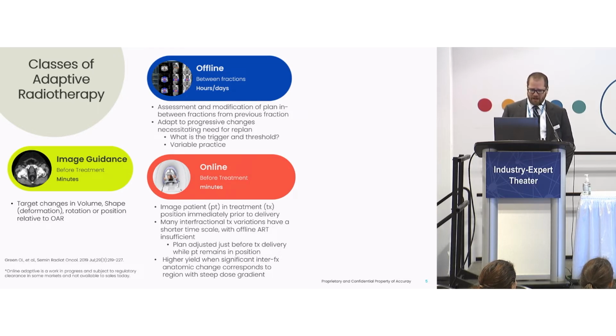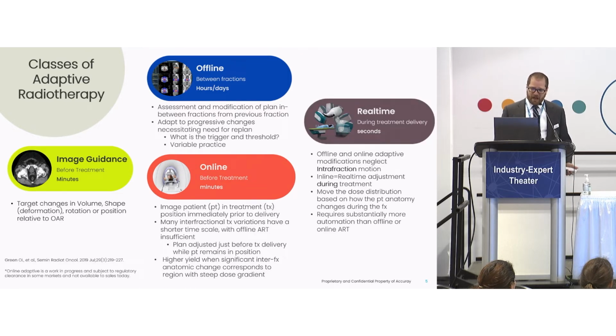And so with online, the plan is adjusted just before the treatment delivery, and the highest yield seems to be when there's significant interfraction anatomic change that corresponds to a region with a steep dose gradient. So you can imagine a prostate SBRT plan if the rectum is getting a considerably higher dose than anticipated. Real time occurs during the treatment delivery, and that should be on the order of seconds.